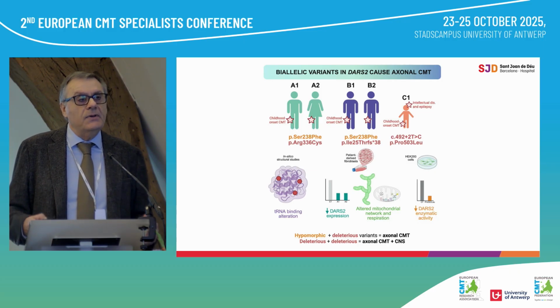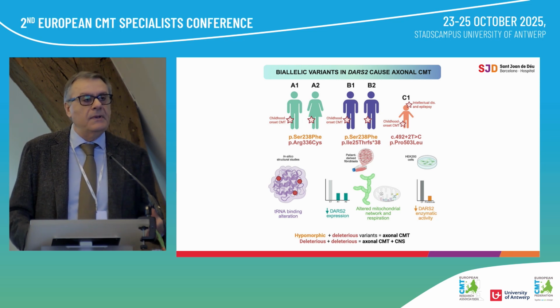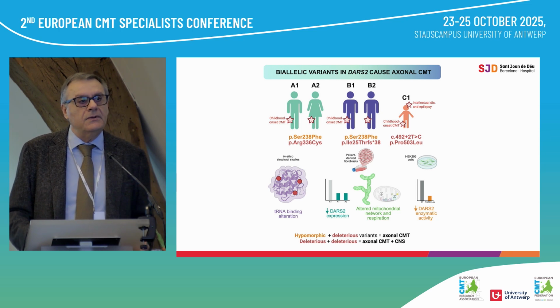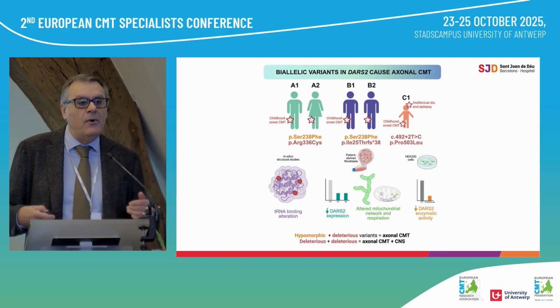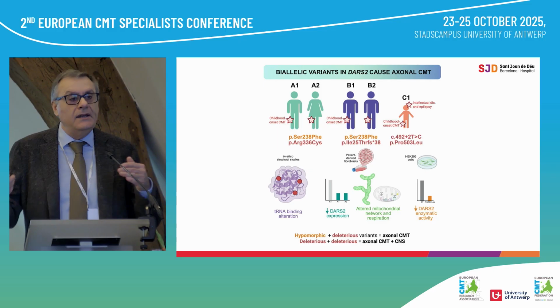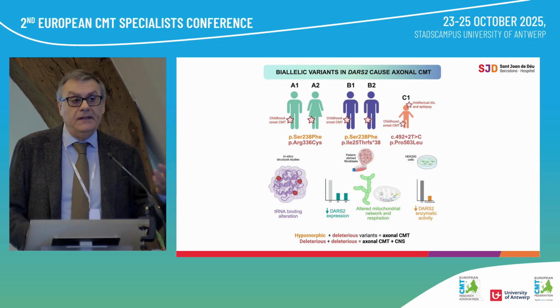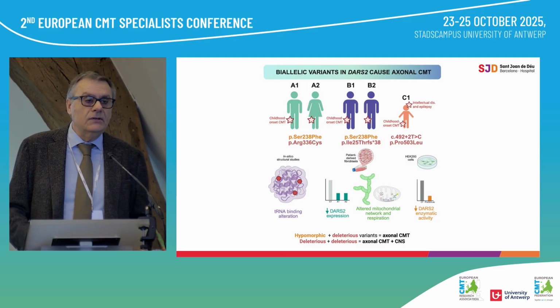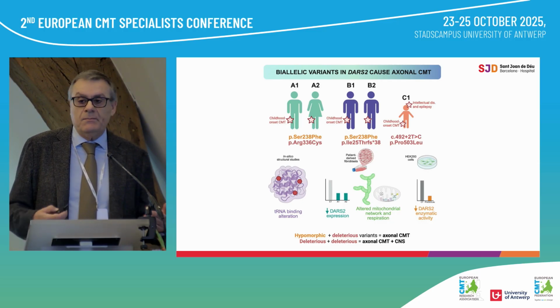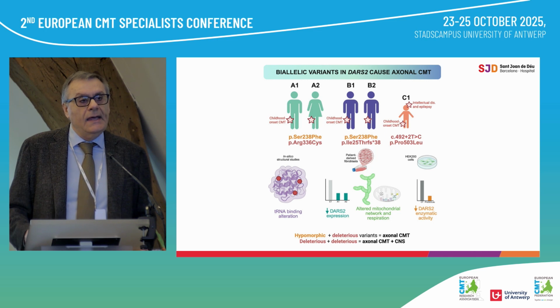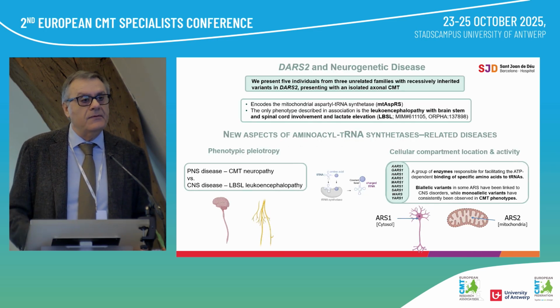In this case, it's possible that the mutation shared by the family from Barcelona and from Marseille, the serine 238 phenylalanine, could be a hypomorphic variant that, along with a deleterious variant, could generate axonal CMT. And patients with leukoencephalopathy maybe have two deleterious variants. One of them affects splicing at the intron 1, between exon 1 and exon 2. This could be one of the possible explanations, from the genetic point of view, for the two different phenotypes and two different pathophysiologies.